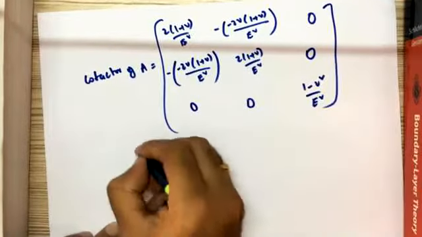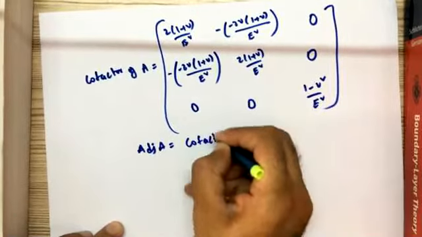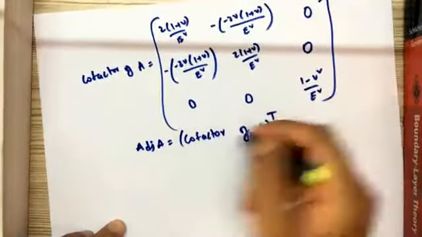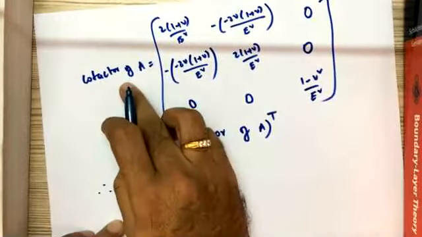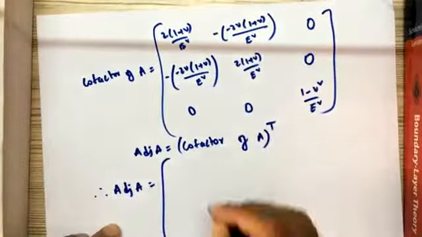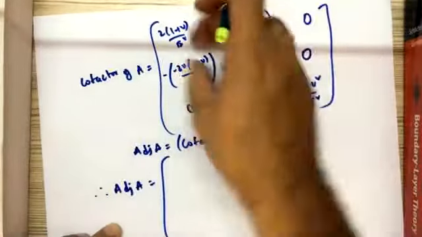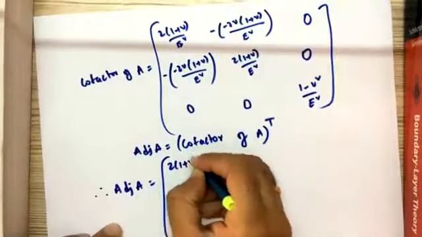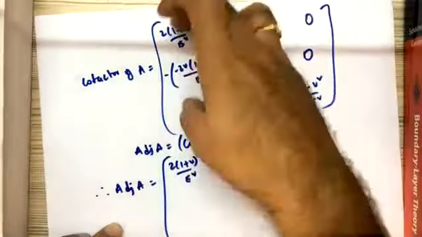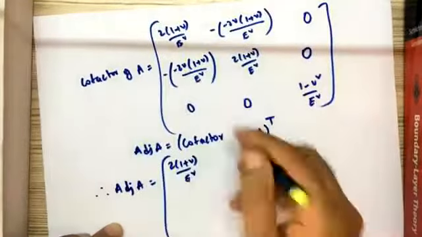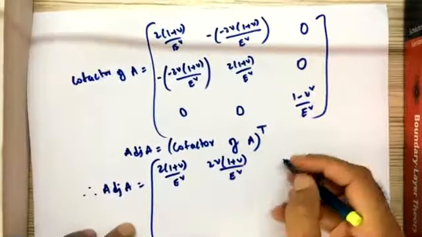Now what is adjoint A? Adjoint A is cofactor of A transpose. Therefore adjoint A is equal to, you got the cofactor matrix, you just put transpose of it. So what you will get, you make a column into row. So first column you turn into row, 2 into (1 plus nu by e) square. Next, this column, the first column should be turned into row. Minus into minus becomes plus, 2 nu into (1 plus nu by e) square, 0.